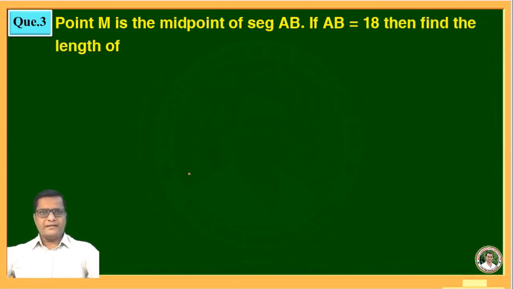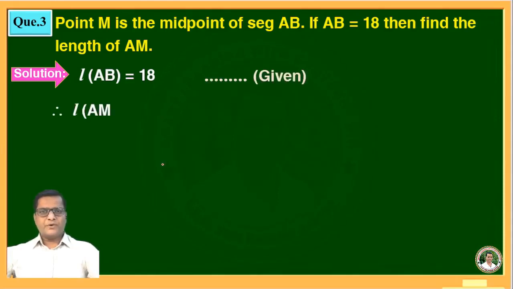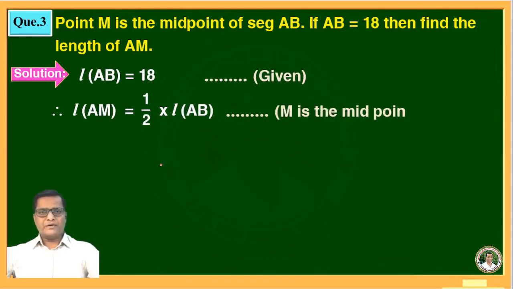Point M is a midpoint of segment AB. If AB is equal to 18, then find the length of AM. We know that the midpoint divides the given segment into two equal parts. Then how to write the answer? First write given things, that is length of AB is equal to 18. This is a given. Therefore, length of AM is equal to half of length of AB because M is the midpoint of segment AB.